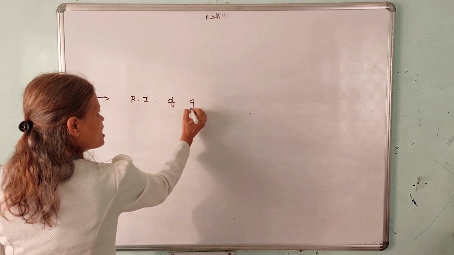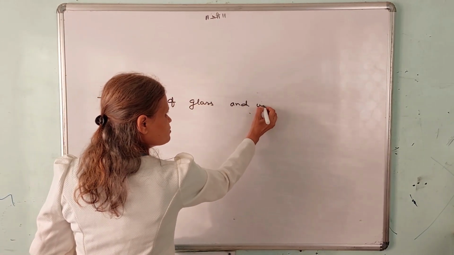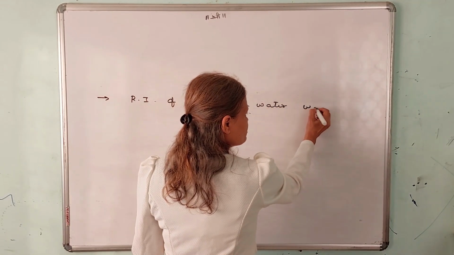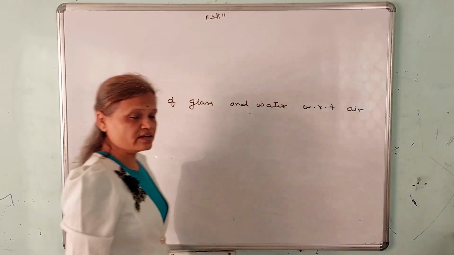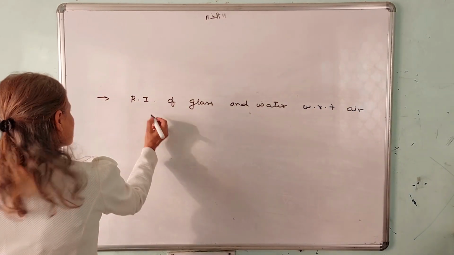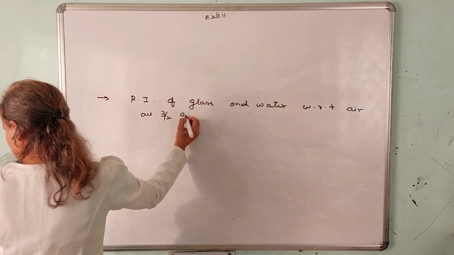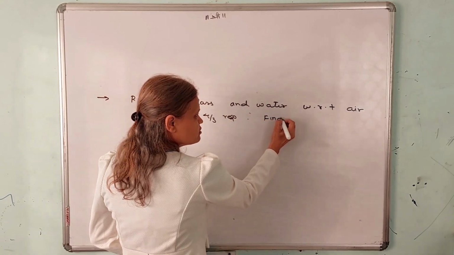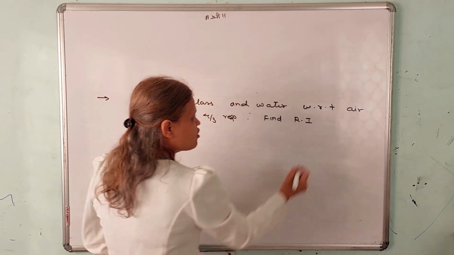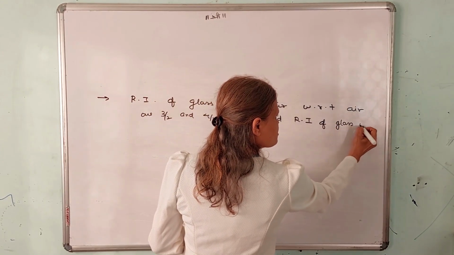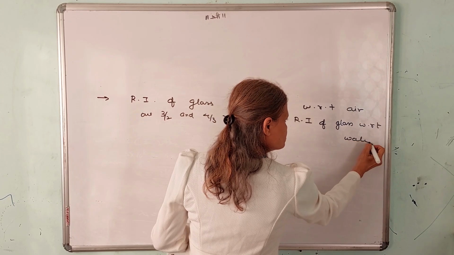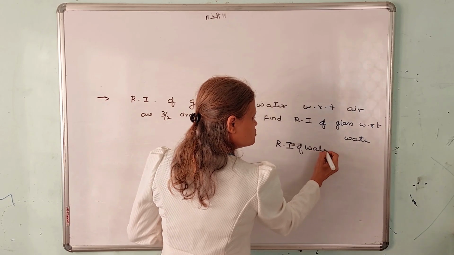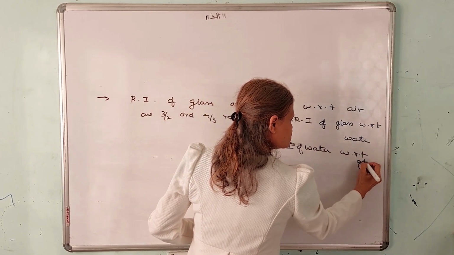The refractive indices of glass and water, of course with respect to air, even if this is not written it means that it is with respect to air, are 3 by 2 and 4 by 3 respectively. Find the refractive indices of glass with respect to water and water with respect to glass.